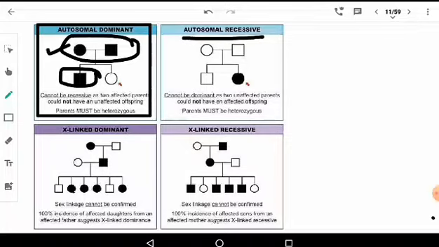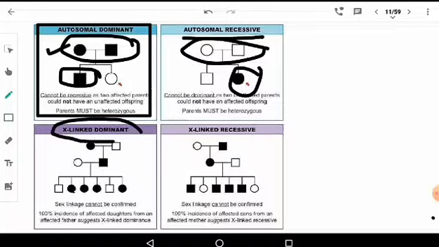autosomal recessive. Now, what happens in autosomal recessive? The parents are unaffected, whereas the offspring is affected. Parents are unaffected, whereas offspring are affected, as you can see over here. Now, the third case is X-linked dominant.